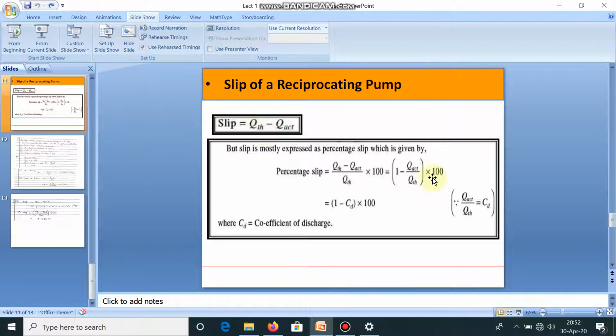By mathematical simplification, we can write 1 minus Q actual upon Q theoretical into 100. We know that the ratio of actual discharge to theoretical discharge is called the coefficient of discharge. So percentage of slip can be calculated as 1 minus CD into 100.